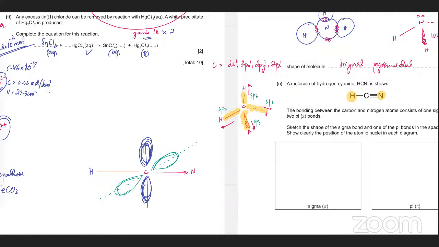But what would these 2 extra orbitals do? They would form pi bonds, because nitrogen also has orbitals that are not completely full. Nitrogen has 3 orbitals that need electrons. So there's a p orbital in nitrogen, and nitrogen also has a pz orbital, which is lying on the z-axis.